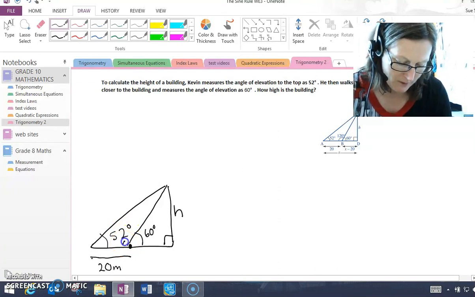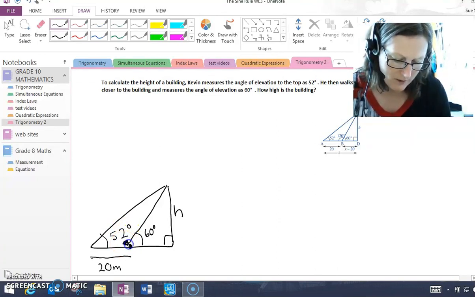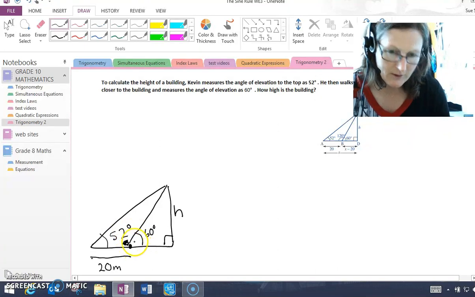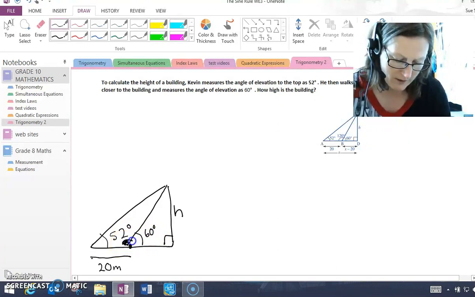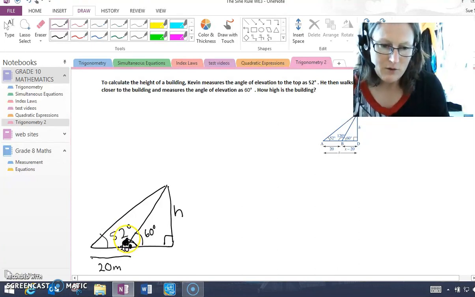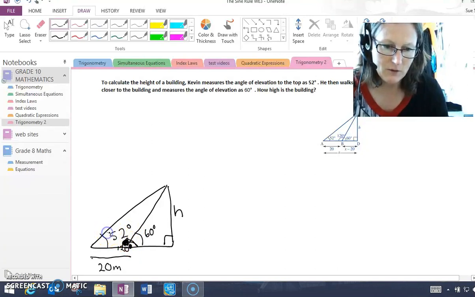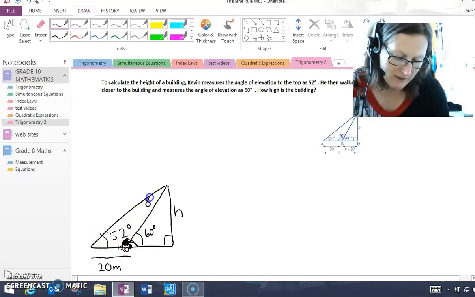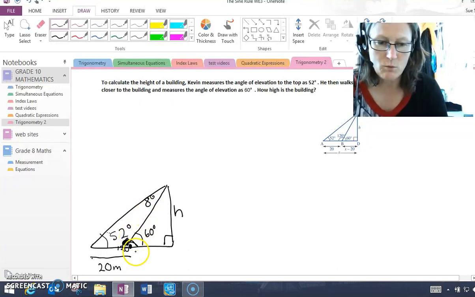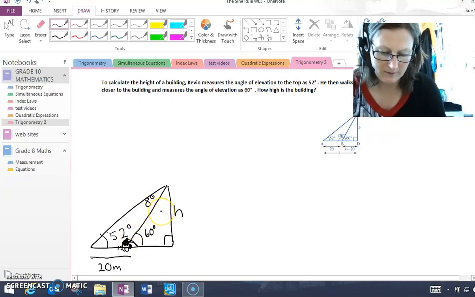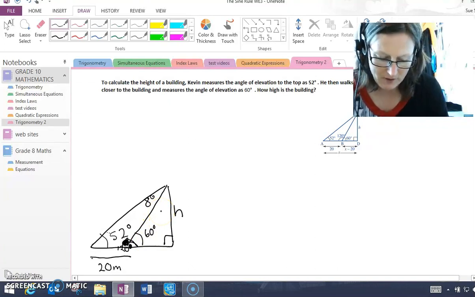So this angle here is 120 because 60 and 120 here makes a straight line. So this angle here is 120. I'll write that very small there. The three angles of a triangle make 180 degrees. The angle sum of a triangle is 180. So if this is 120 and this is 52, then this must be 8 degrees because 52, 120 and 8 equal 180. So that's the information I have so far.